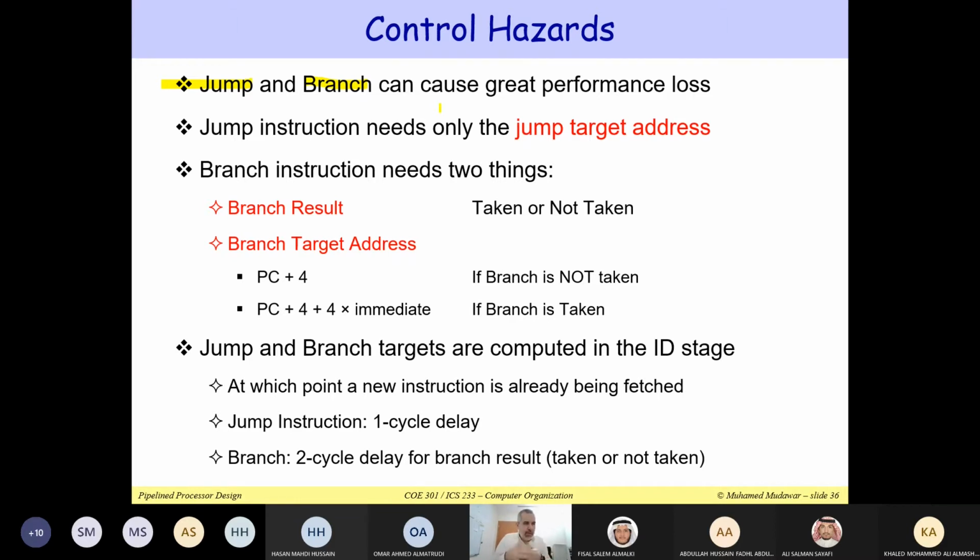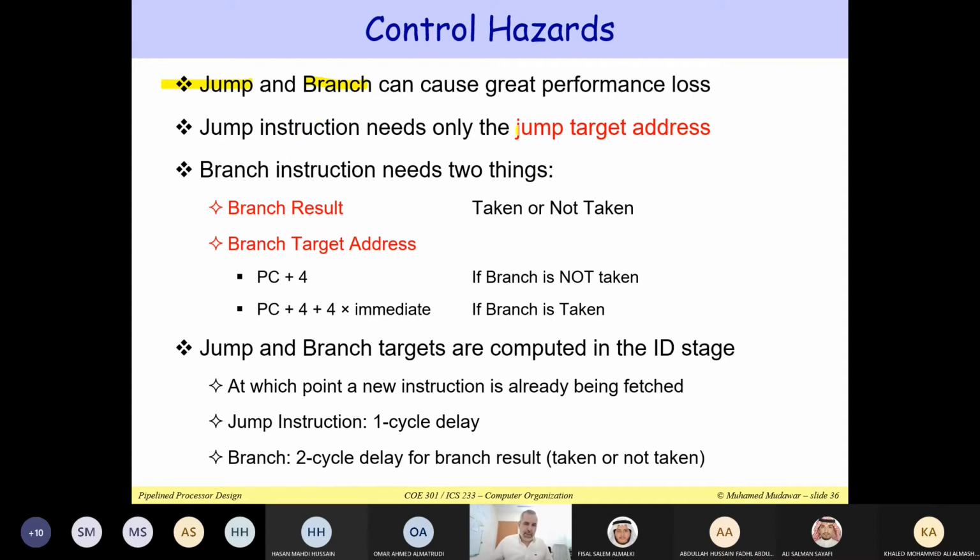Now, we did not really have a problem with these when we dealt with a single cycle or even the multi-cycle. It's not really a problem when we have serial execution. But because of pipelining, there is a problem that I would like to mention about these instructions specifically, about the jump and the branch. Okay, so in the case of the jump, it's easy.